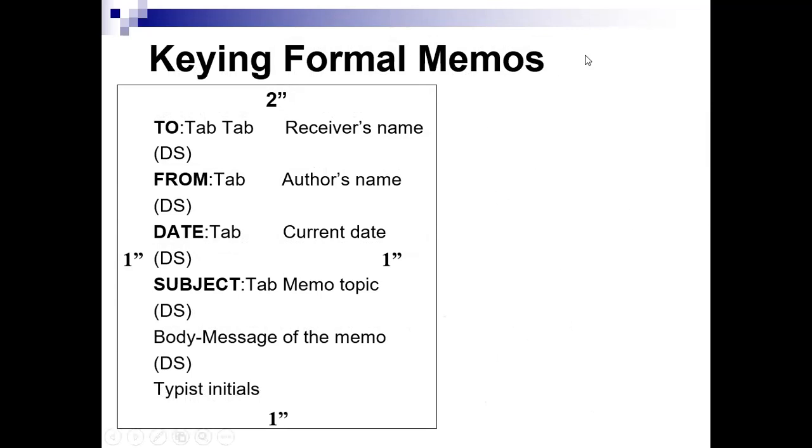This is the typical structure of a formal memorandum, where you start from TO, FROM, DATE, and the subject line, and this DS means double space. So TO, the receiver's name; FROM, the author's name; DATE, the current date. About the date, we need to put it in a format that starts with the name of the month and then the date, for instance June 11, comma, 2020. This is the formal and authentic style of putting a date on any official document.